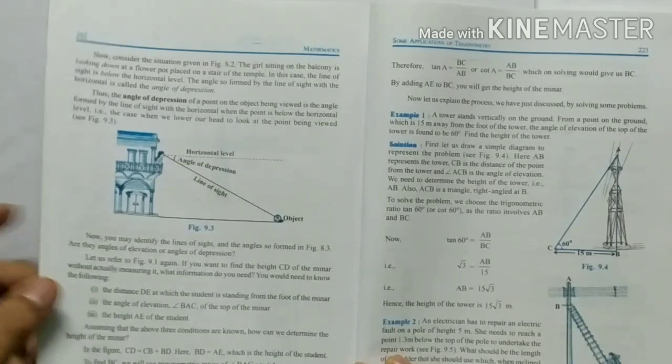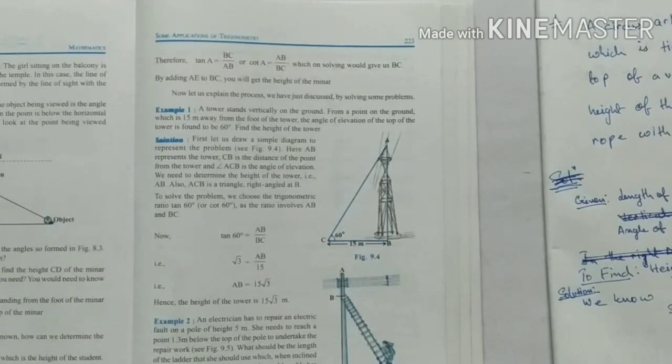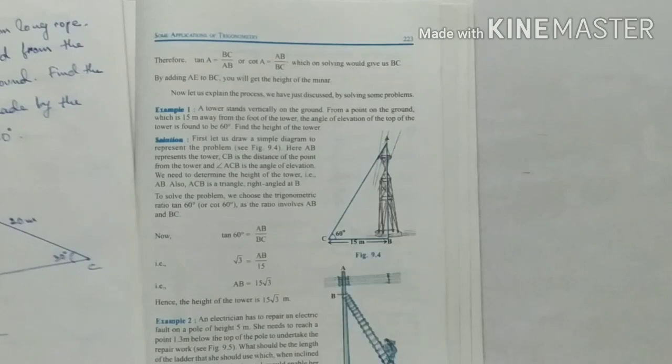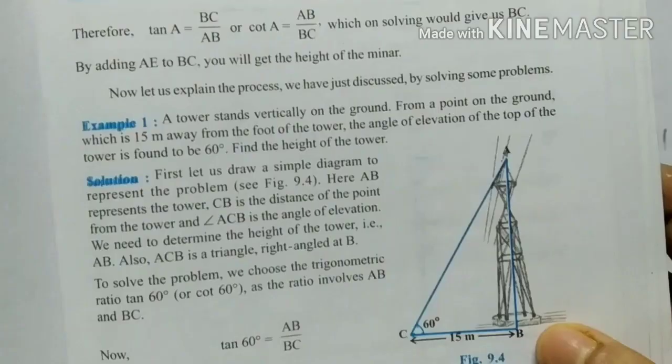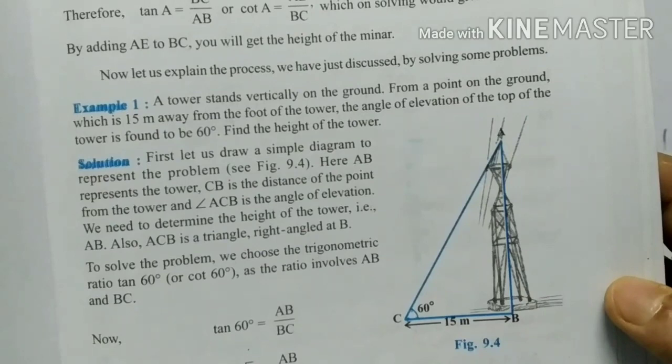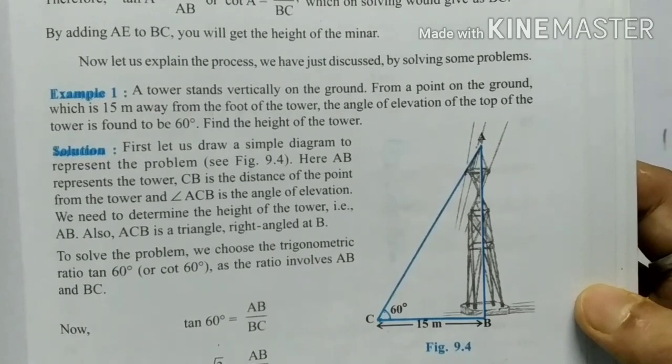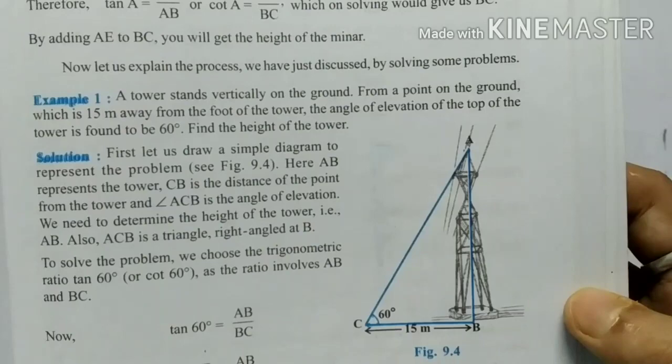Now, as we have learned what is angle of elevation and angle of depression, we will try to solve some examples here, which is our example number one. A tower stands vertically on the ground. From a point on the ground which is 15 meters away from the foot of the tower, the angle of elevation of the top of the tower is found to be 60 degrees. Find the height of the tower. This is the diagram given.